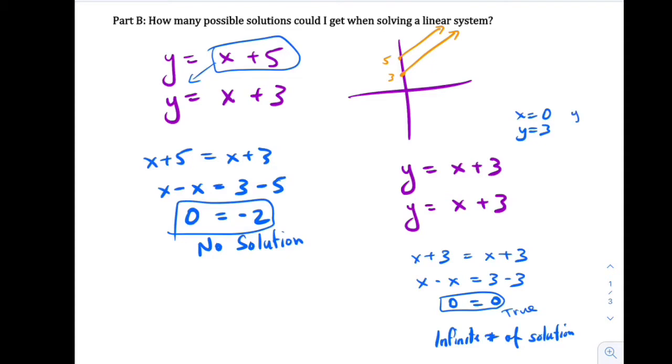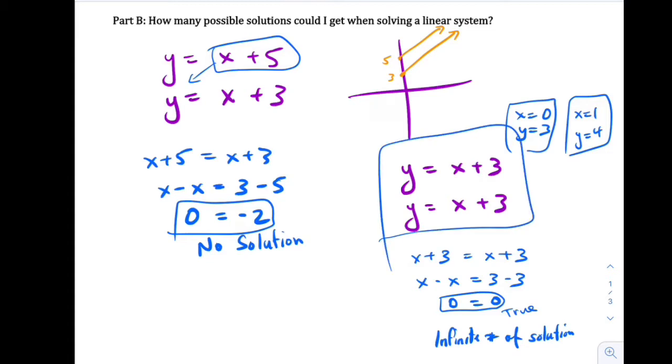What about x is equal to 1 and y is equal to 4? That would also be a solution. Balances both equations. Right? Because just one linear equation has an infinite amount of x and y's. If we have the exact same linear system with two linear equations that are exactly the same, there's an infinite amount of solutions for that. So that's something to keep in mind as we work through.